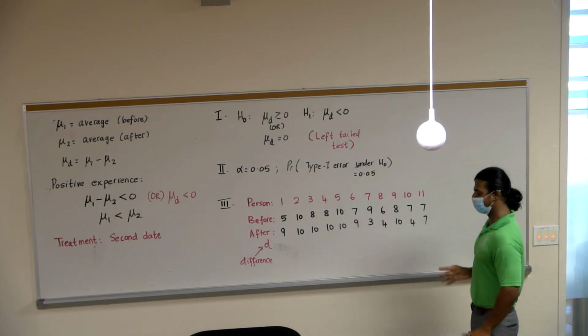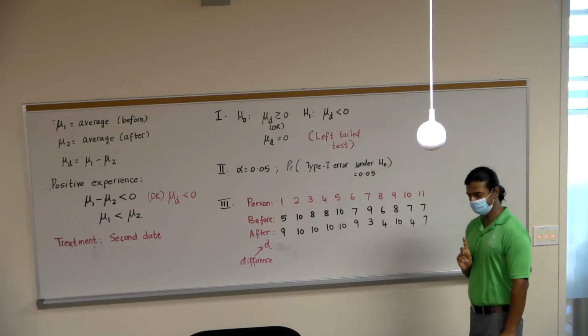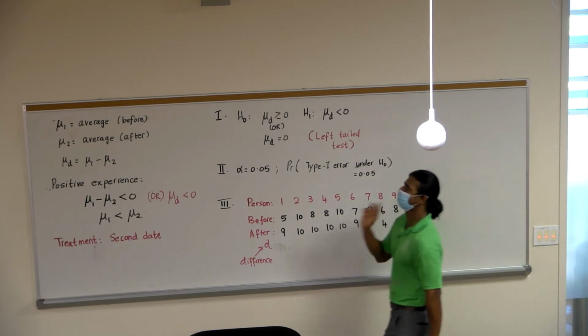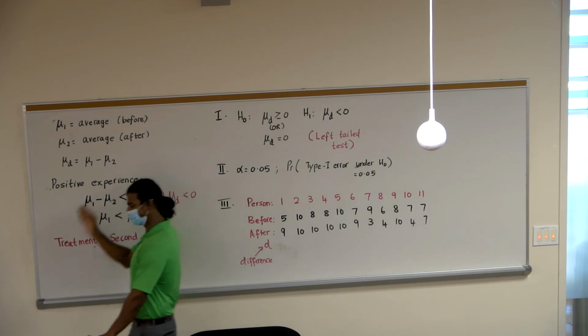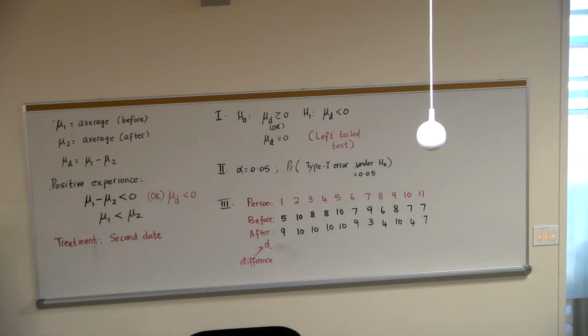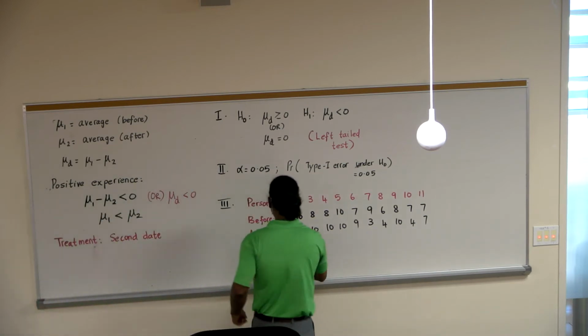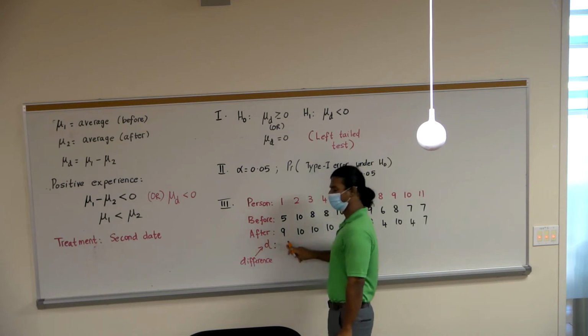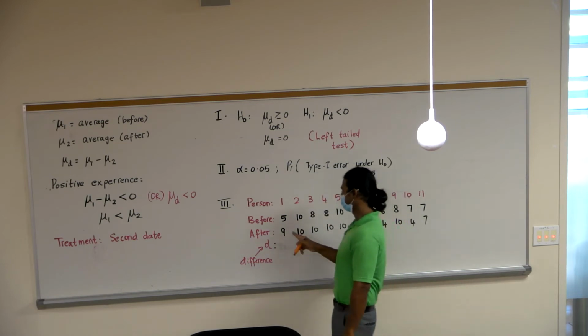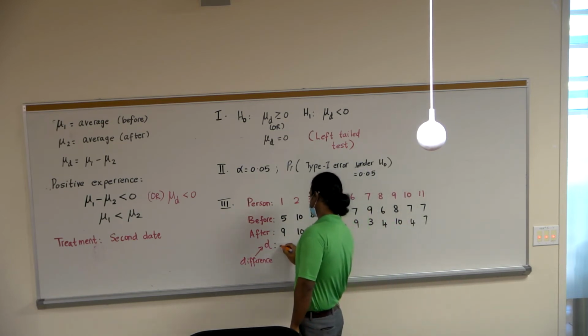You've got to be careful when you find the difference, because you have to stick to what you defined as mu sub D. Even when you do the homework or the exam, read the question carefully and decide on mu1 and mu2 accordingly, depending on the question. So here we want to do 5 minus 9. So 5 minus 9 is negative 4.